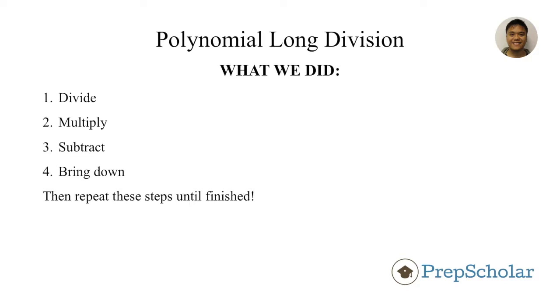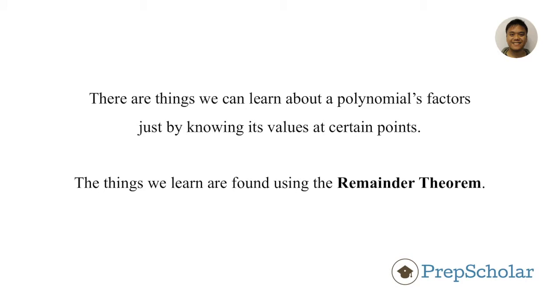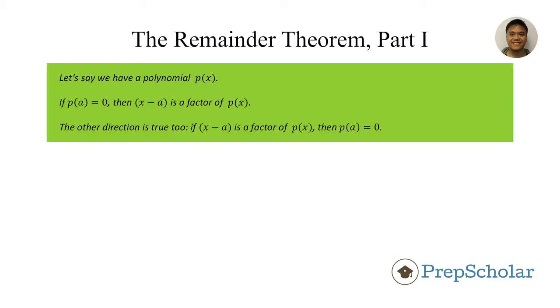Now let's take a sharp left turn. We're going to talk about polynomials and their factors. Specifically, we're going to talk about things we can know about a polynomial's factors just by knowing that polynomial's values at certain points when we treat that polynomial as a function. And the things we learn are found using what's called the remainder theorem. Now, there are very rarely questions about the remainder theorem, but there is sometimes one on the test. So if you want that perfect test score, you should pay attention to the next slides. Here's the theorem. Let's say that we have some polynomial function, p of x.